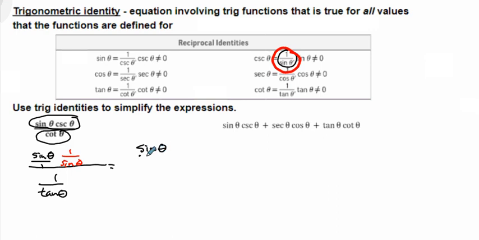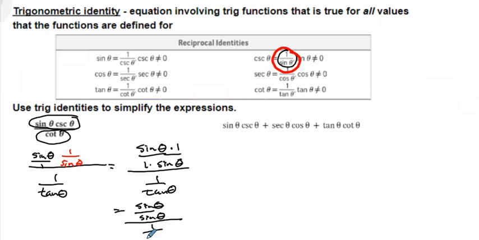So we have sine of theta over 1 times 1 over sine of theta, and then that's all over 1 over tangent theta. All right, wonderful. We're doing great. The next step would be to multiply these, and you get sine of theta over sine of theta, all over 1 over the tangent of theta.